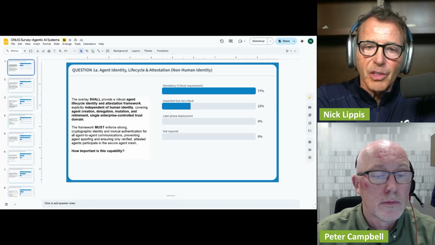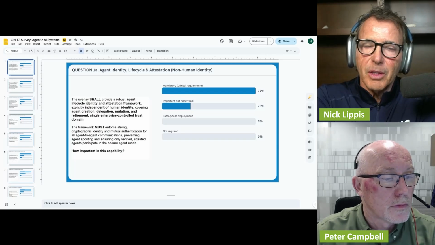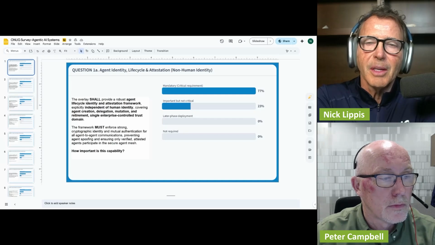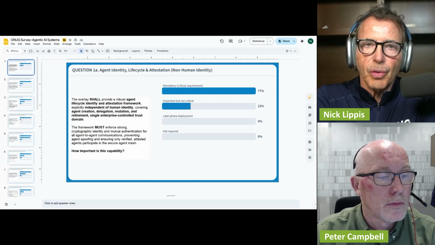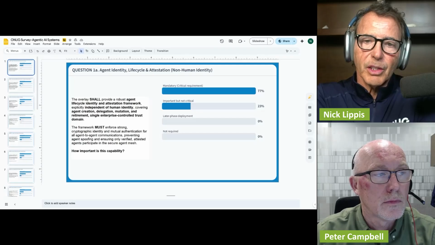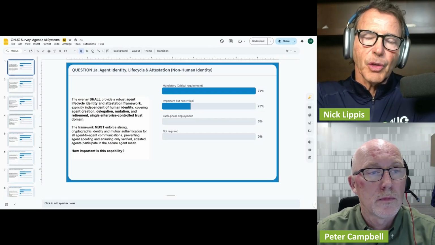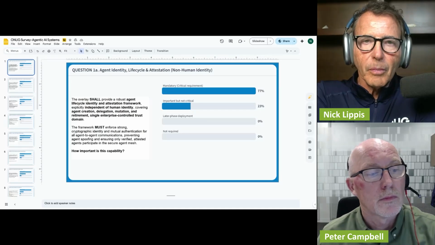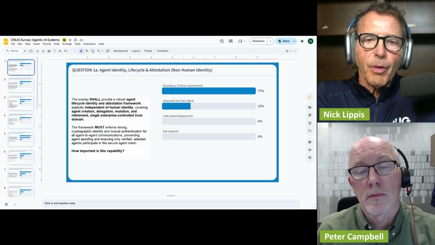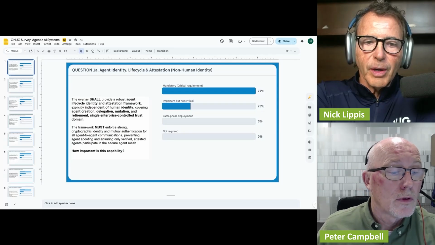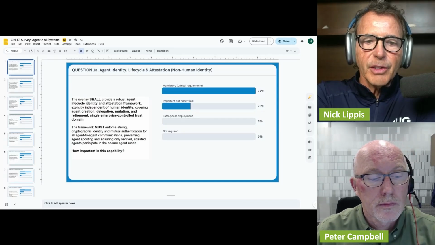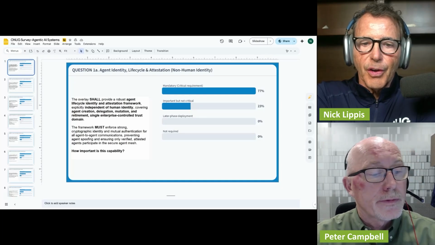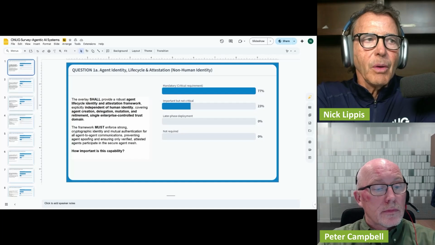lifecycle identity and attestation framework, explicitly independent of human identity, covering agent creation, deletion, mutation, retirement, in a single enterprise-controlled trust domain. So this is basically saying you have total control. All these agents are in your trust domain. The framework must enforce strong cryptographic identity and mutual authentication for all agent-to-agent communications, preventing agent spoofing and ensuring only verified, attested agents participate in the secure agent mesh. So how important is that to you?